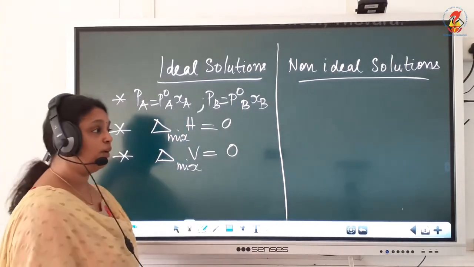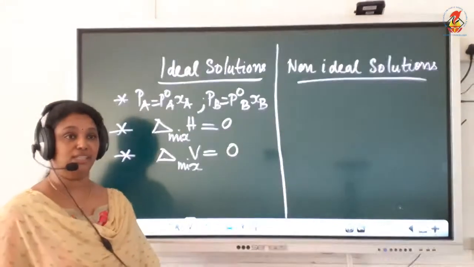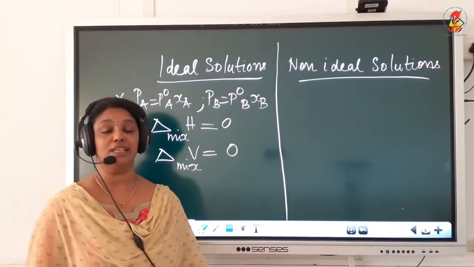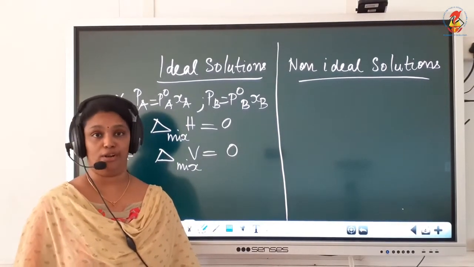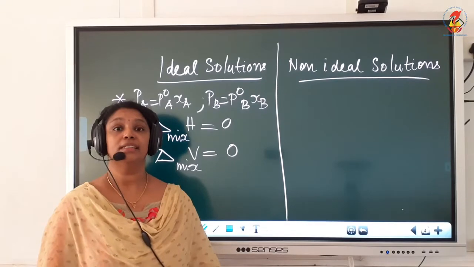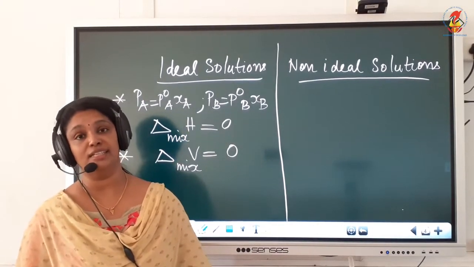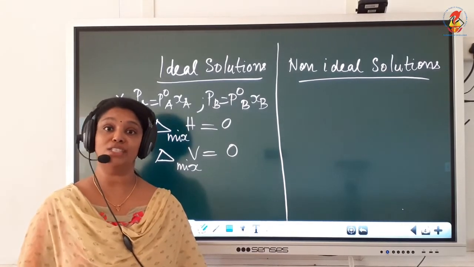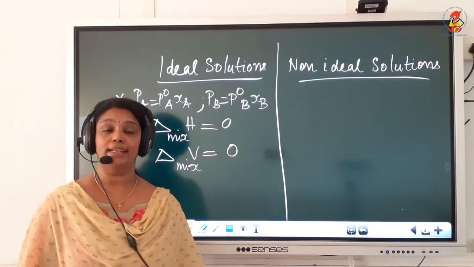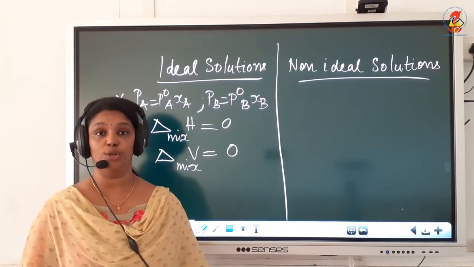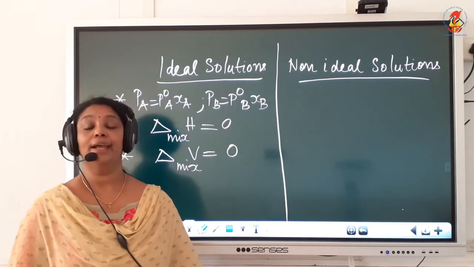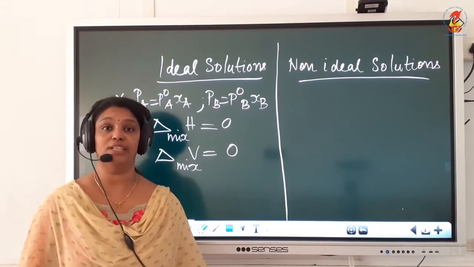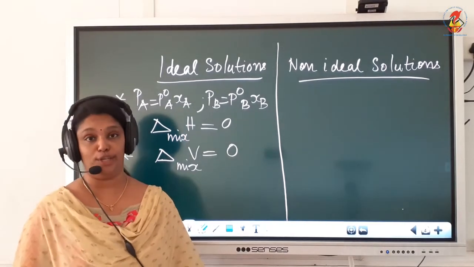Now, the last point coming under ideal solution is, we know that a solution means we have a solute and solvent. So there are mainly three types of forces present in a solution. One is the force of attraction between solvent molecules. Second is the force of attraction between solute molecules. And third is the force of attraction between solvent and solute molecules.